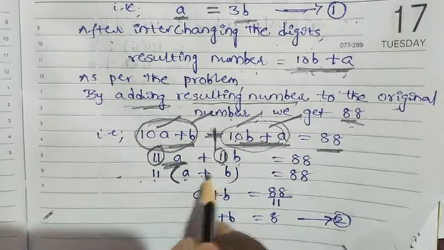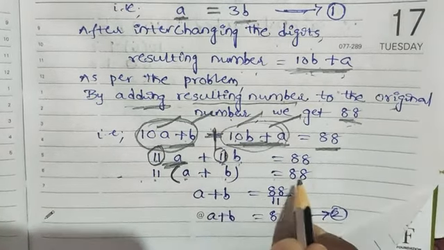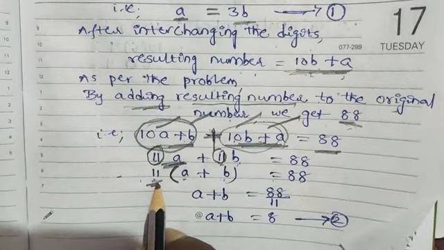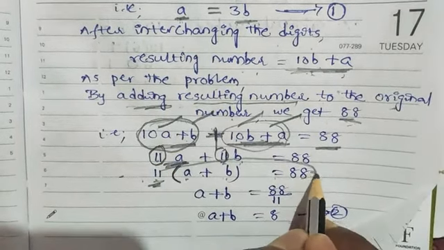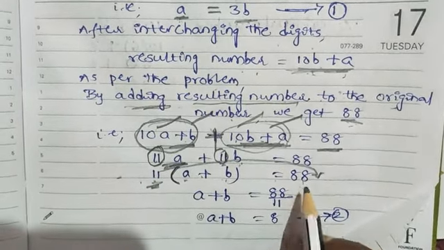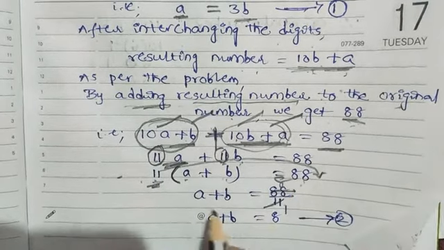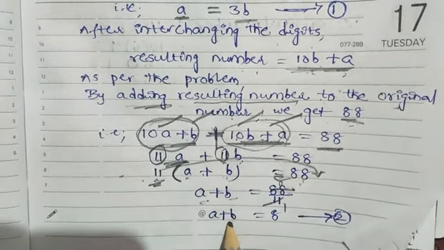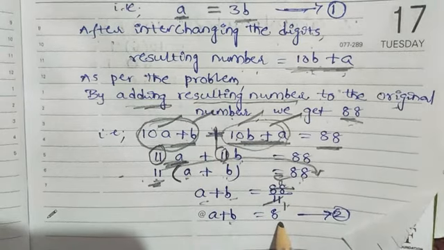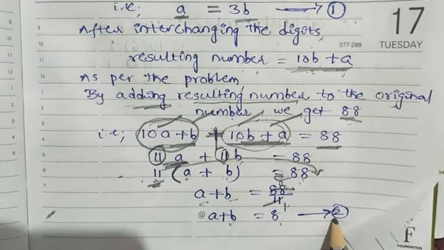So 11 went outside. So what is left? B is equal to 88. 11 is multiplying, so it goes to this side and divides this 88. 88 divided by 11: 11 one time, 11 8 times, which is nothing but A plus B. So A plus B is equal to 8 by 1, that is 8. Say this one as second equation.